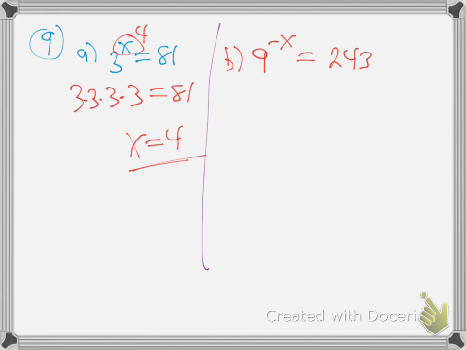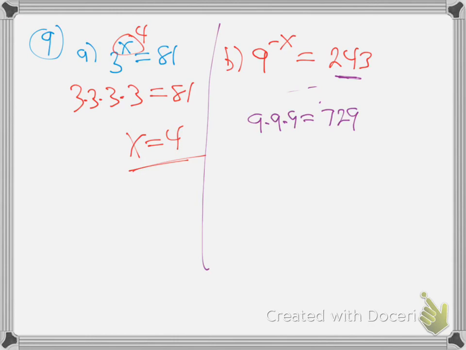Okay, so to solve this one's more tricky. We're going to have to make the two bases the same. Because on your calculator, if you take 9 times 9, you get 81. And if you do a third 9, you get, I think it's 729. So we skipped right over the 243. We're not getting the 243.